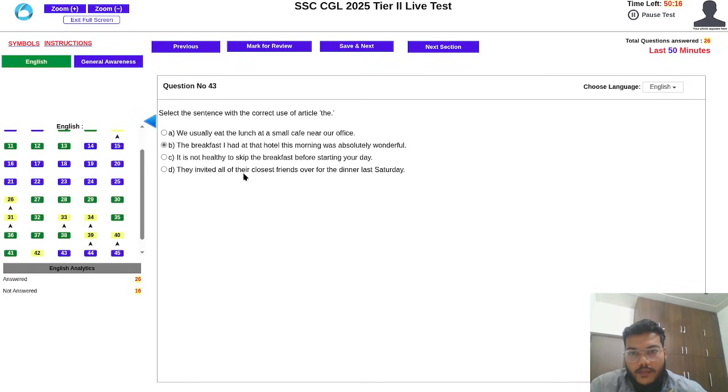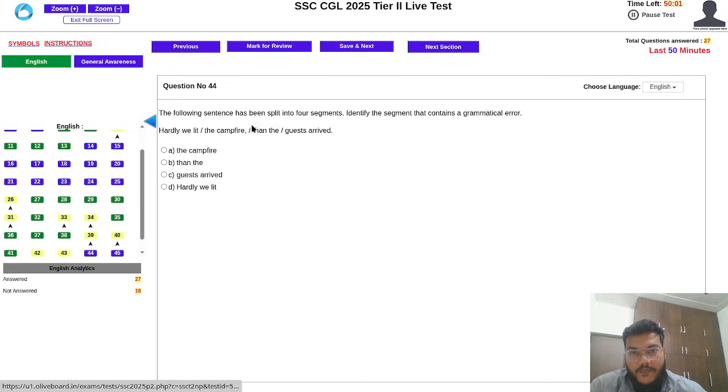They invited all of their closest friends over the dinner last Saturday. They invited all of their friends over dinner. Hardly we lit the campfire when the guest arrives. Then hardly we lit when the guest arrives.